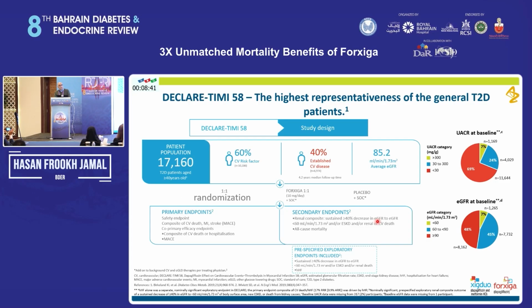To apply this to Sarah's case, as we know, Sarah mainly belongs to the DECLARE-TIMI 58 study, which highlights the representative general type 2 diabetes patients you see in your daily practice, who have mildly deteriorating renal function. DECLARE-TIMI was conducted on 17,000 patients, mainly type 2 diabetic patients. As you can see here, estimated GFR was more than 90 in almost 50% of these patients, and albuminuria was less than 30 in 69% of them. So more or less, we are dealing with patients with normal or mildly deteriorated renal function, like Sarah, for example.